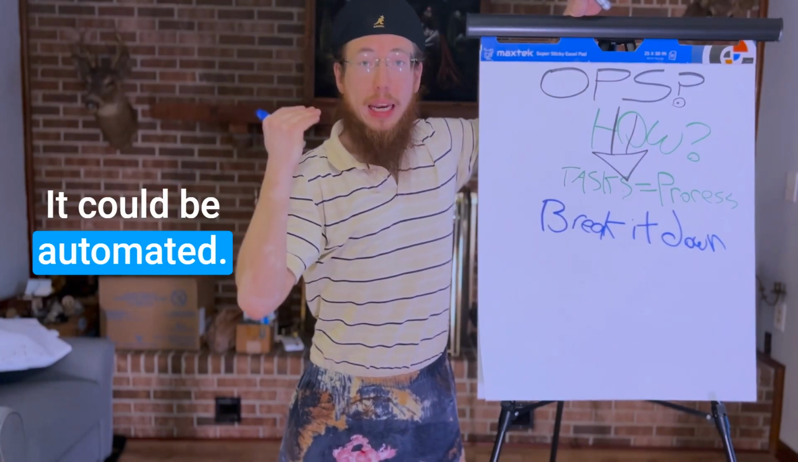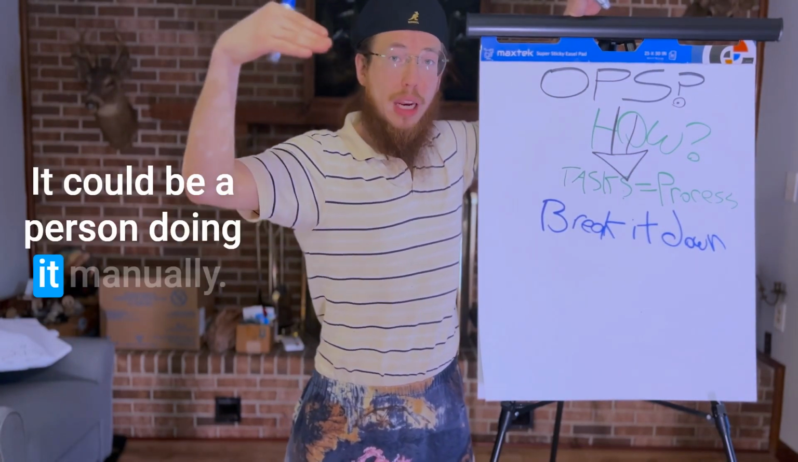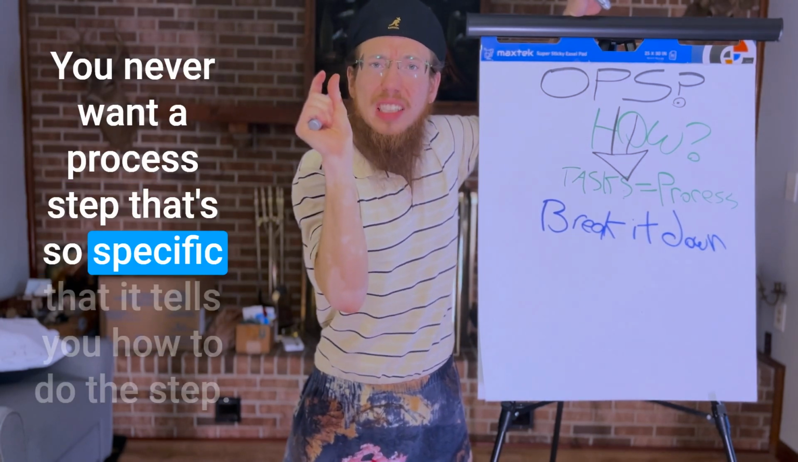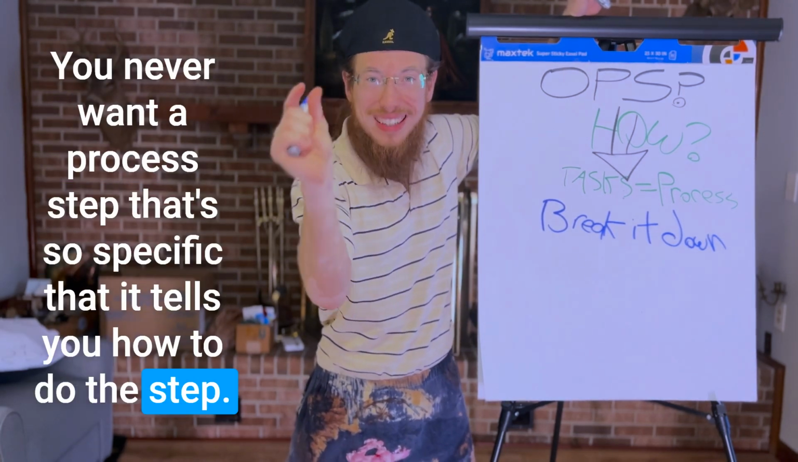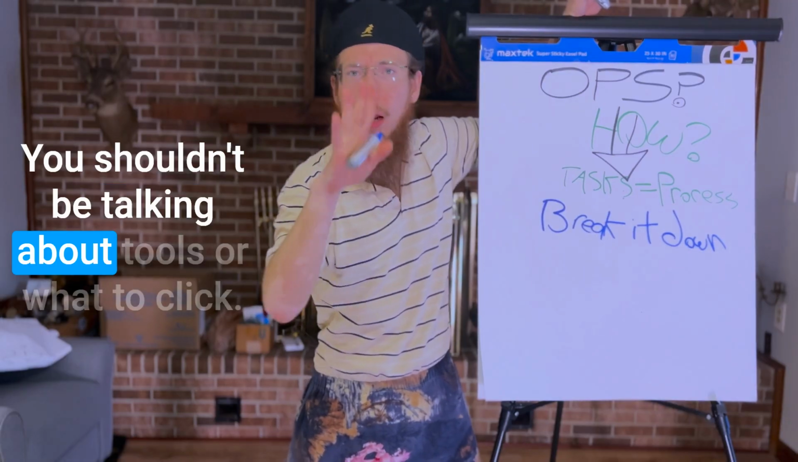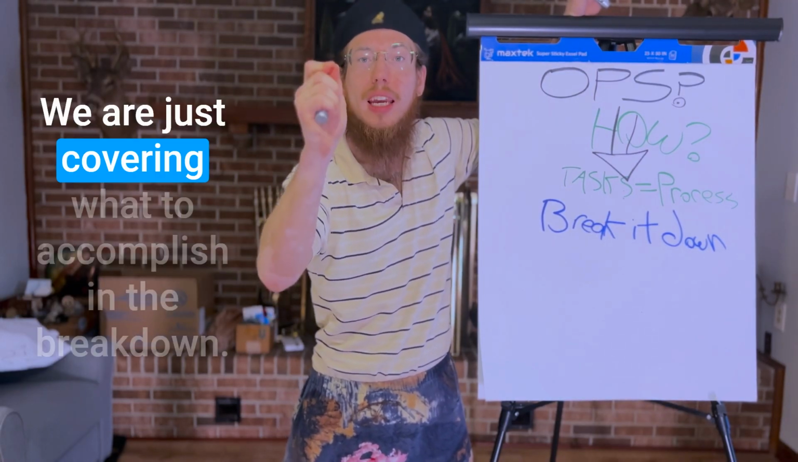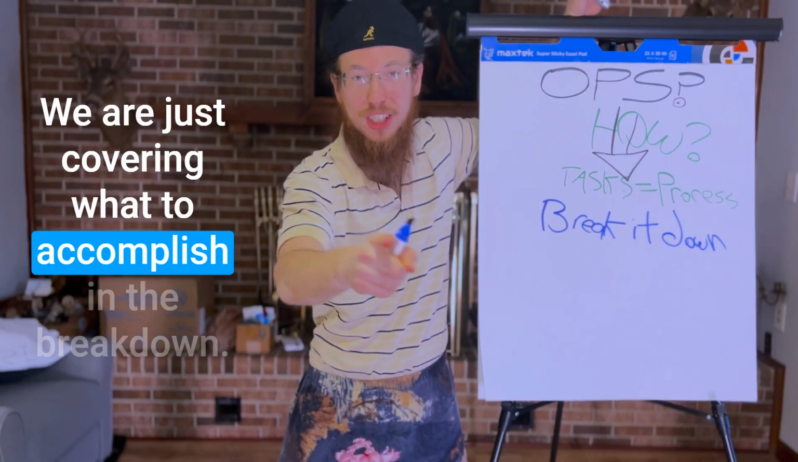It could be automated. It could be AI. It could be a person doing it manually. You never want a process step that's so specific that it tells you how to do the step, right? You shouldn't be talking about tools or what to click. We are just covering what to accomplish in the breakdown.